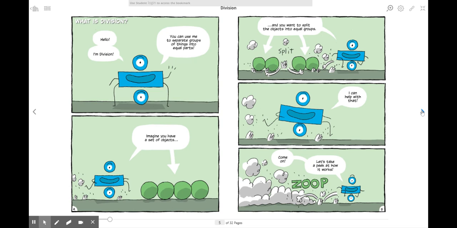What is division? Hello, I'm division. You can use me to separate groups of things into equal parts. Imagine you have a set of objects and you want to split the objects into equal groups. Split. I can help with that. Come on, let's take a peek at how it works.